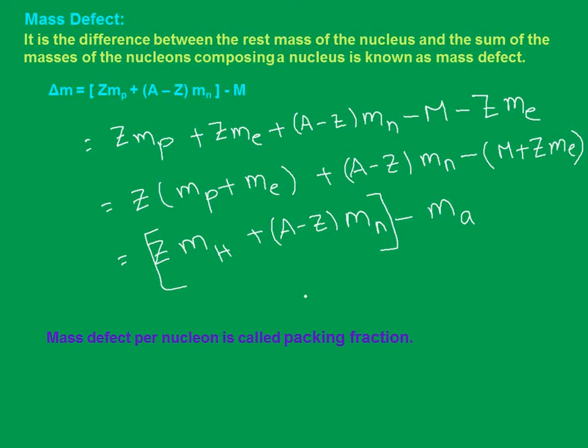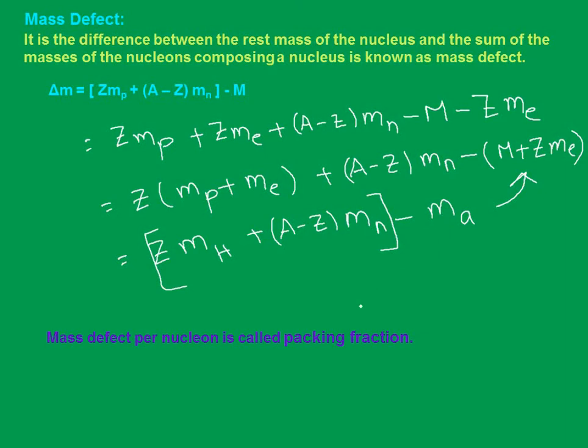Of course you can write it like this, not a problem. Are you getting the point here? Just to write in this similar format. And what do you mean by this Ma? It is nothing but M plus Z into Me: the mass of the nucleus plus the total mass of the electrons. So electrons plus nucleus combine to give us the total mass of the atom, while the mass of the proton and the mass of the electron give us the mass of the hydrogen atom. So Z Mh plus A minus Z into Mn minus Ma. Are we clear with this?